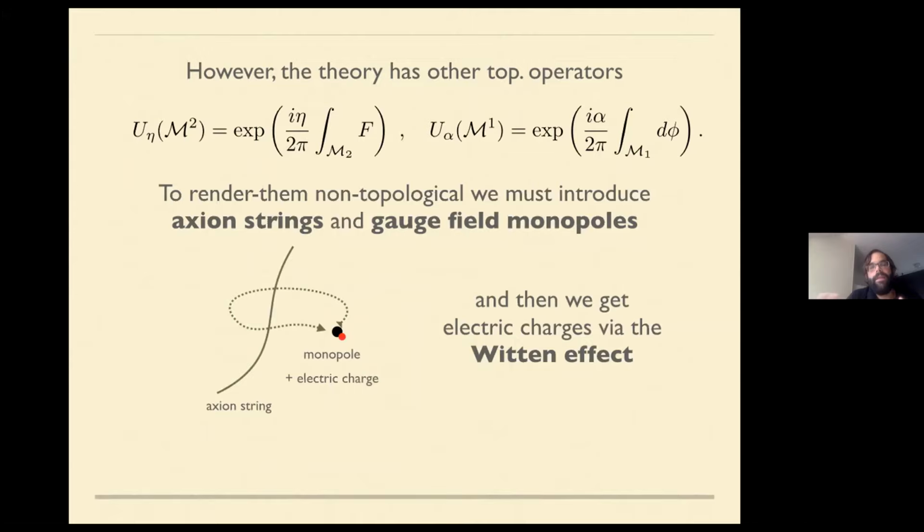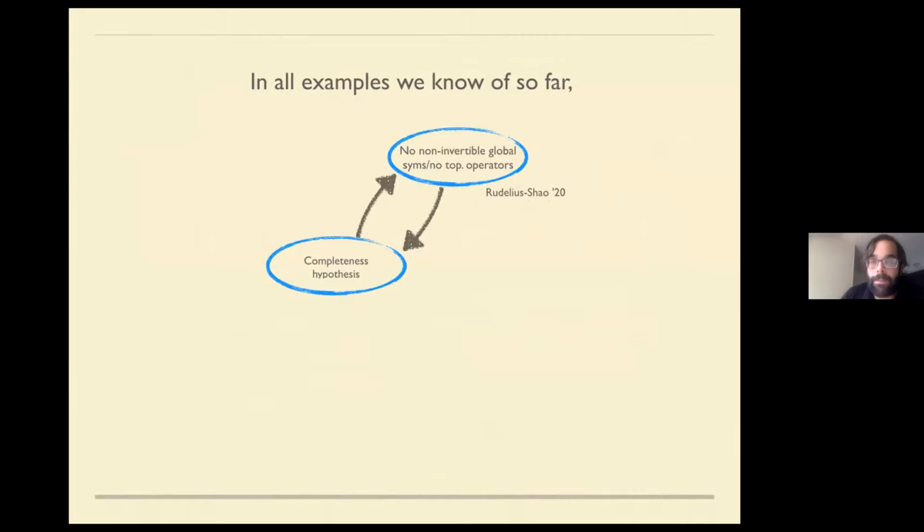So in this case, even though we don't have a general proof, we need to do it more artisanally. It is still true that if you demand that there are no global symmetries, you get a complete spectrum. In all the examples that we know so far, the completeness hypothesis is the same as the absence of non-invertible global symmetries, or basically saying there are no topological operators in the theory. This idea, completeness and no global symmetries, originated in this paper by Shu-Heng and Tom Rudelius, in which they were able to prove it for some theories in three dimensions, but not in full generality. So that's the basic picture that we'd like to see if it's true in general or not.